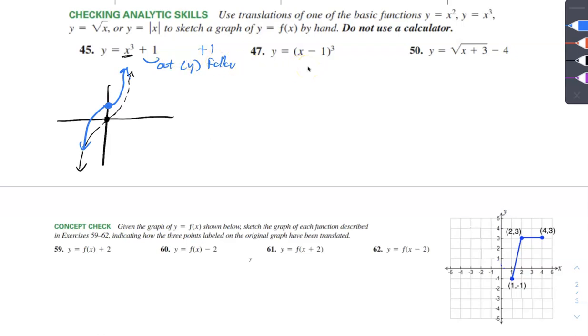Next one. Again, I'm going to do the same thing. I'm going to graph the basic one, just so we know what we're dealing with. That's what an x cubed graph looks like.